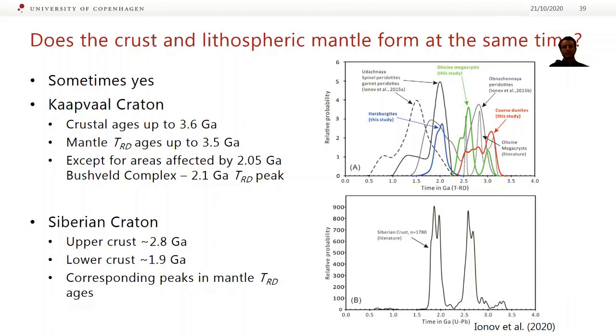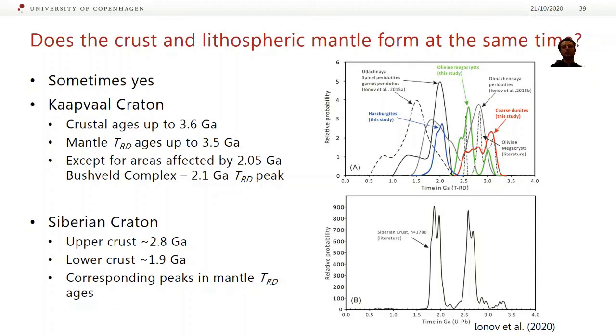Just like to address the timing of crust and cratonic lithospheric mantle formation. So we do have evidence that in some cases the cratonic lithosphere appears to have formed at the same time as the crust. A couple of examples here. The Cap-Val Craton, the crustal ages go up to about 3.6 billion years old, and the mantle TRD ages go up to about 3.5 billion years old. So that's a pretty good overlap.